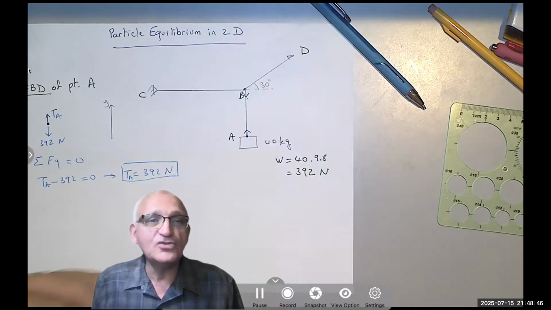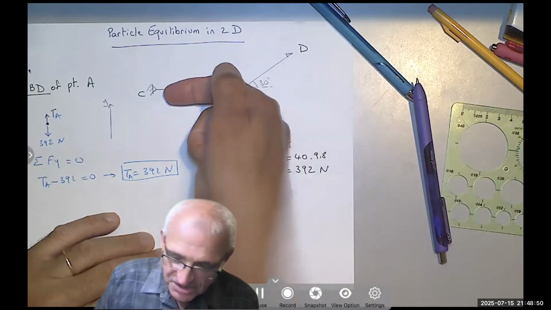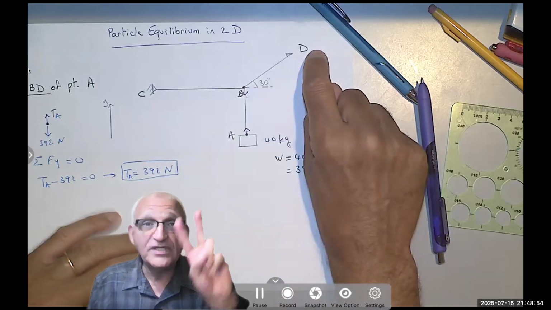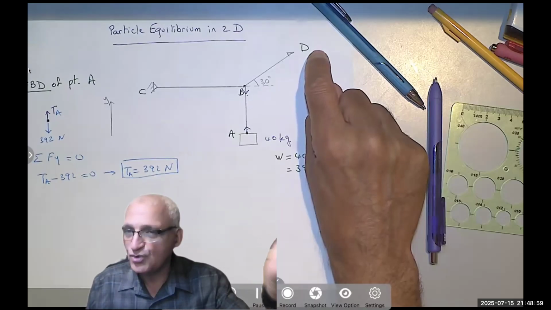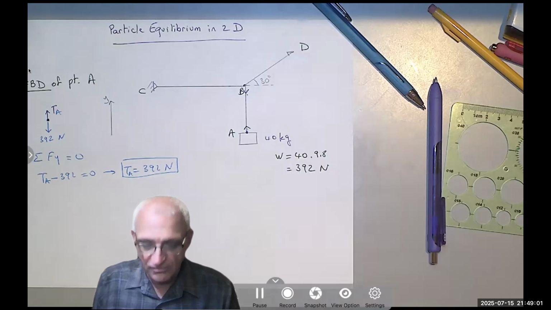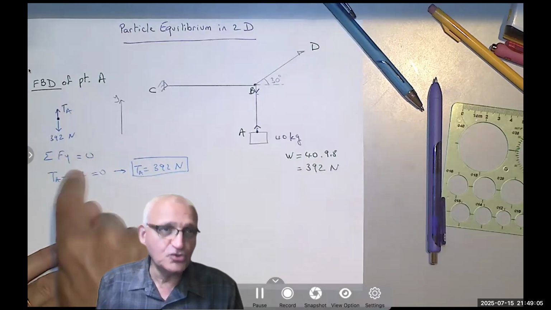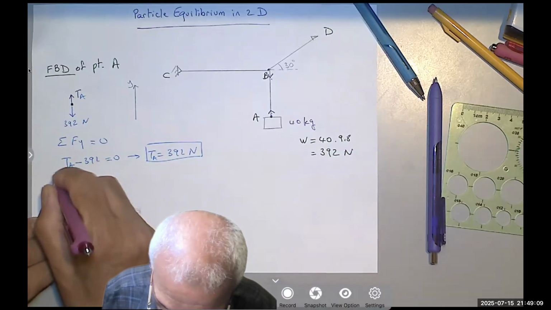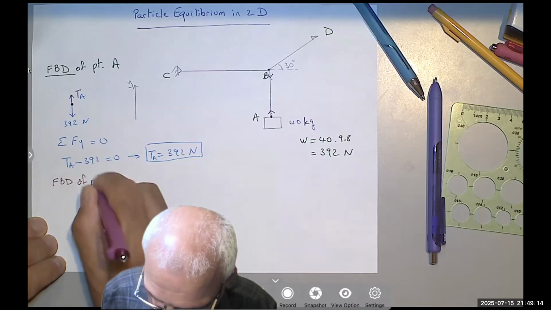Now, how many unknowns do I have at particle B? I have the tension in BC and the tension in BD. So I only have two forces, but guess what? I have two equations of equilibrium. Two equations, two unknowns, I can solve. One equation, one unknown, I could solve. So next, I would draw the free body diagram of point B.